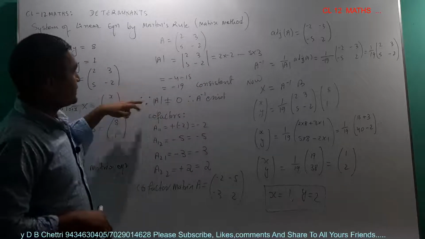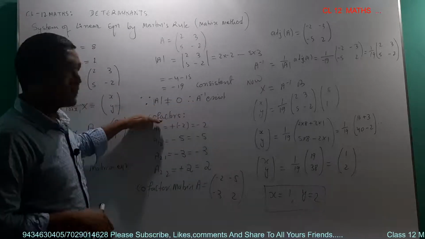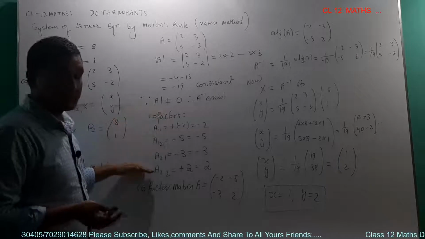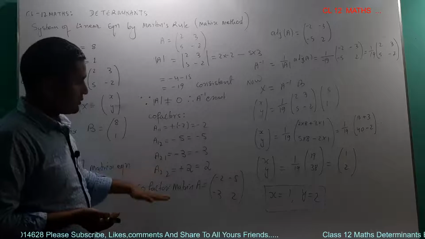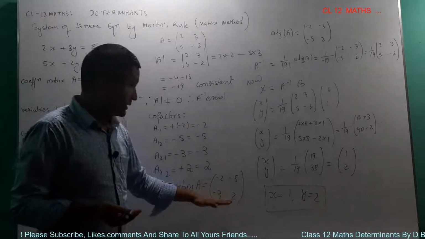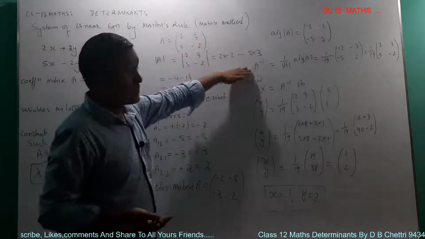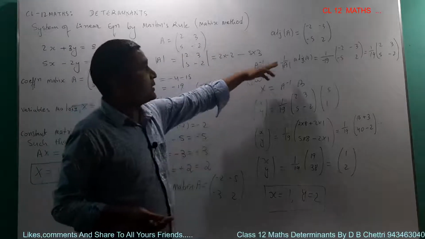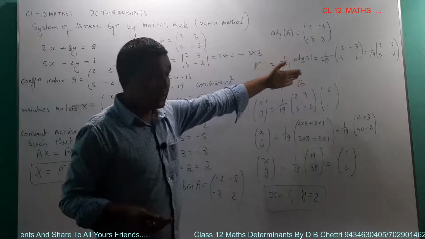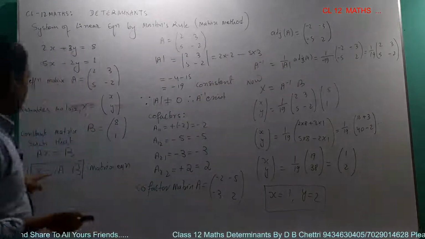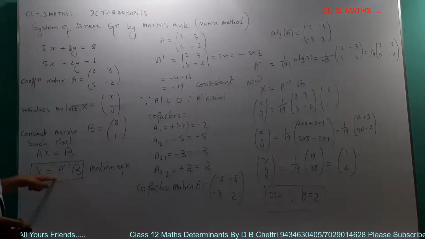Since the determinant of A is not zero, A inverse exists, and to find A inverse we need to find the cofactors. We already learned that in the matrix chapters. Find the cofactors, then write the cofactor matrix. Then the transpose of the cofactors is the adjoint. After getting the adjoint, use the inverse formula: 1 upon determinant of A, adjoint of A, and you get the inverse from here. After getting the inverse, use the matrix equation to solve these equations. This is called the matrix method.